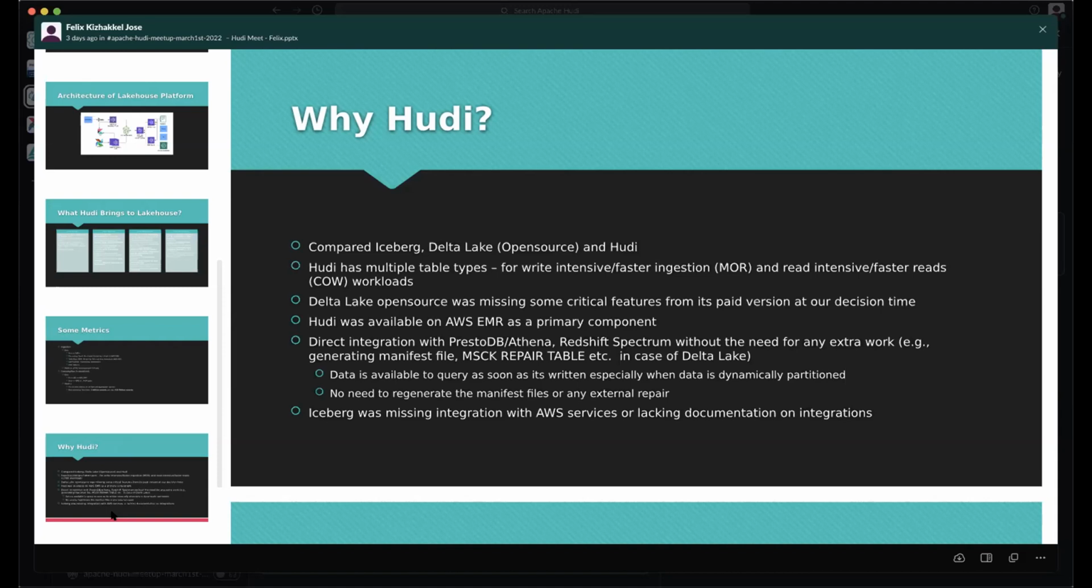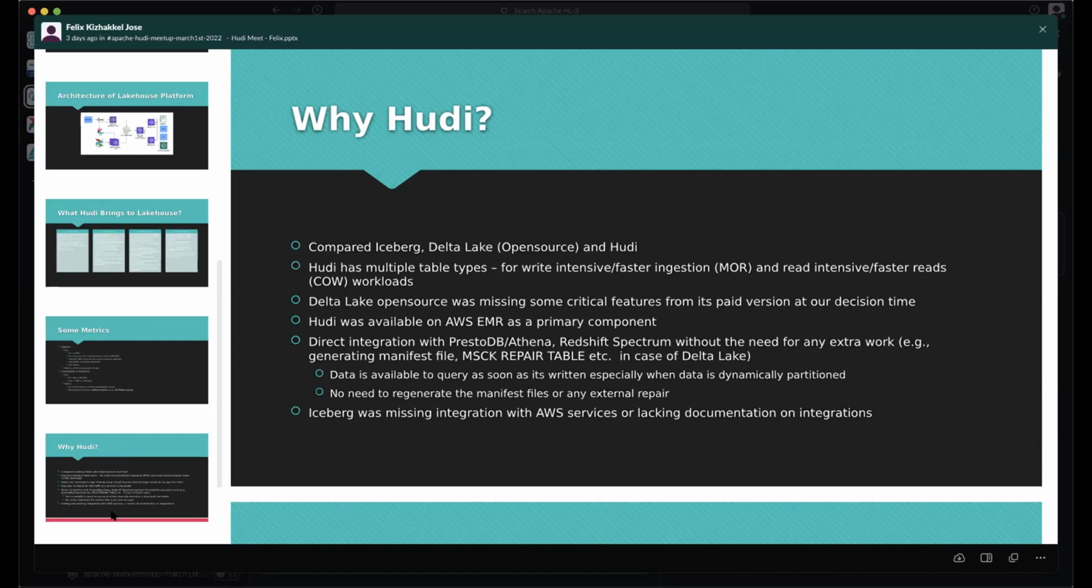The open source Delta Lake was missing some critical features from its paid version, which was one of the main reasons for not choosing Delta Lake at that time. Then Hudi being available on EMR as a primary component was another driver, since we were using AWS and AWS services very heavily.